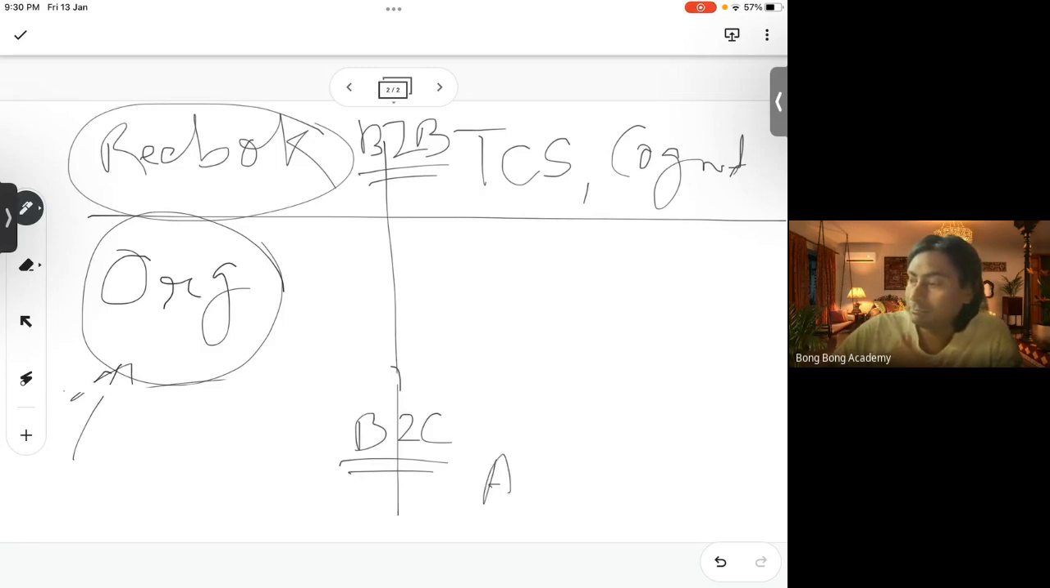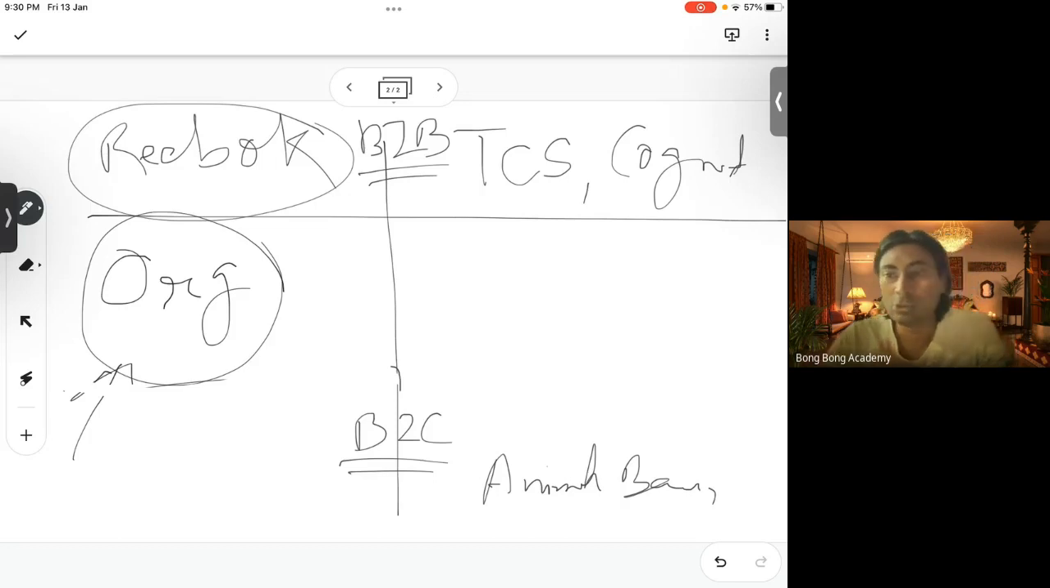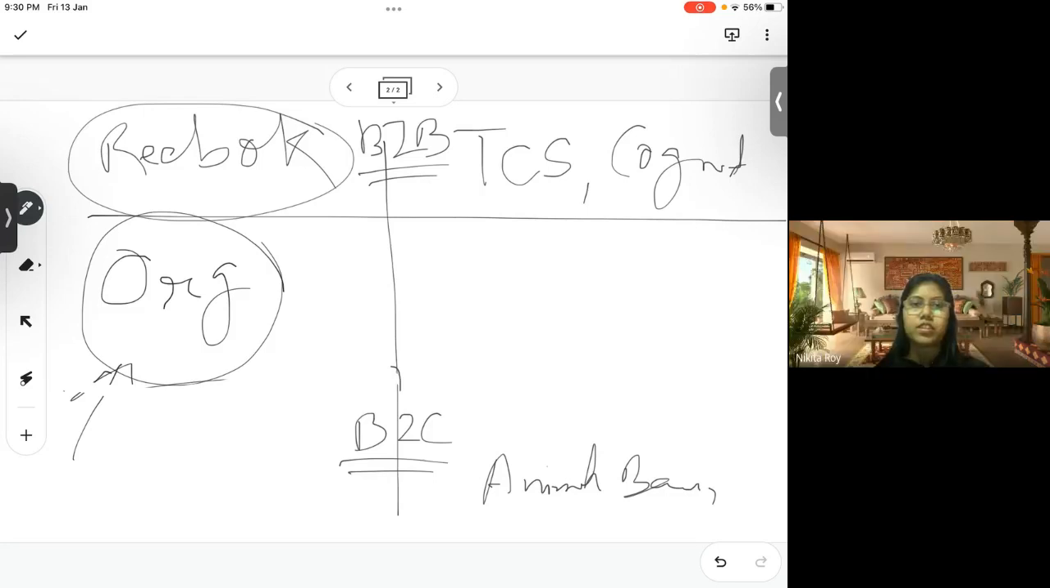Here, maybe the guy whom I am selling to is Animesh Banerjee. Reebok is selling a shoe to Animesh. That is B2C business. Reebok selling to TCS and Cognizant is B2B business, right? So who is the customer here, and whose customer? For both cases, TCS and Cognizant are the customers of Reebok, and here Animesh Banerjee is the customer for Reebok itself.